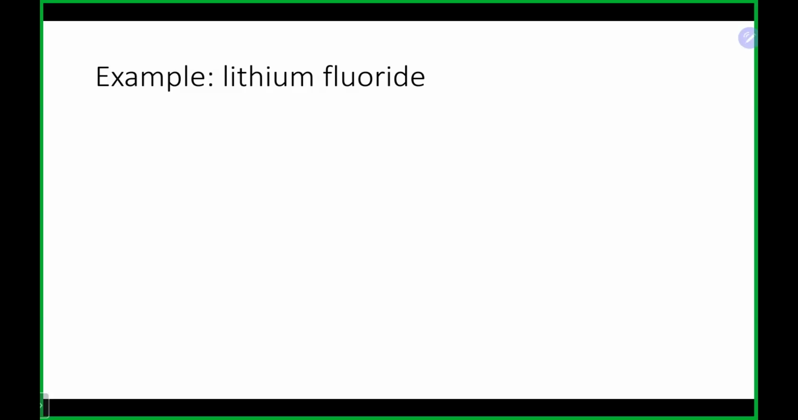So let's take a look at an example of what's happening in this bond. We have lithium fluoride. Once again, lithium is group 1 on the periodic table, and that means if I drew this Lewis dot symbol, lithium would have one dot. Now, fluoride, remember, is a negative ion. It has the -ide ending. We talked a little bit about that at the end of chapter 4. Fluorine is group number 7, and it should have 7 valence electrons because of that.